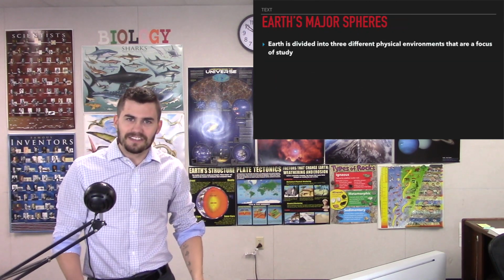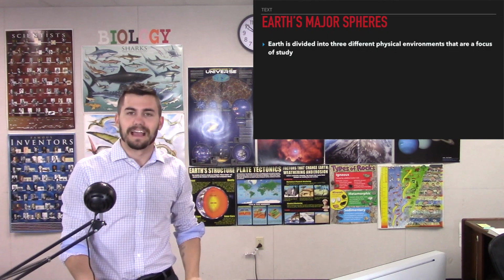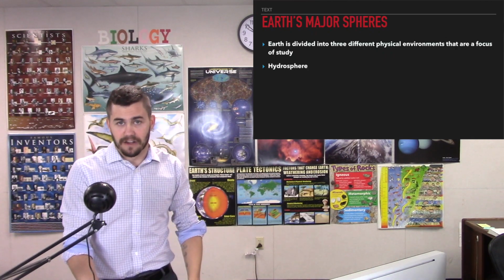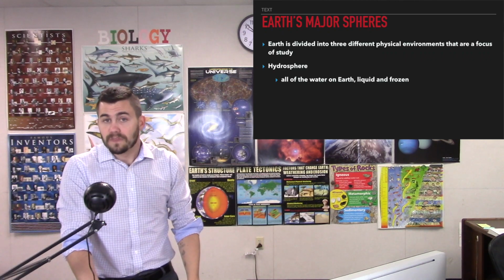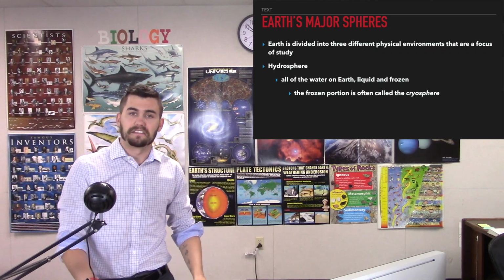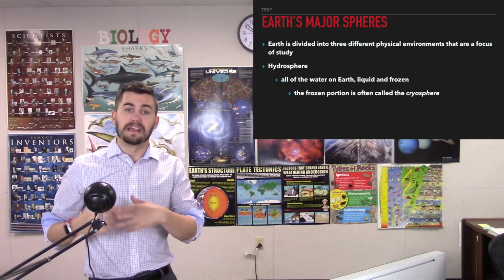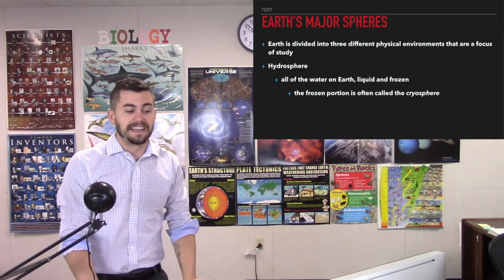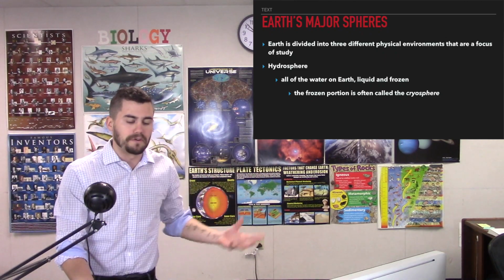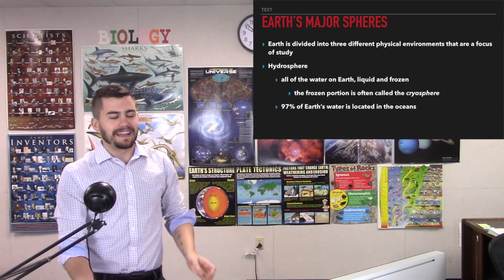So the planet, in a nutshell, really just basics, boil it down to the absolute essentials here. Earth is divided really into these three different physical environments. One is the hydrosphere. So this is all of the water on our planet, liquid and frozen. And sometimes the frozen portion of our planet is referred to as the cryosphere. So this would be continental ice sheets, such as in Antarctica and Greenland, and also the sea ice, which borders around Antarctica and then around the Arctic Circle as well.